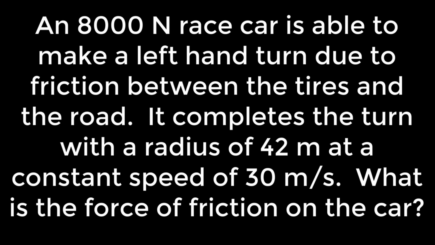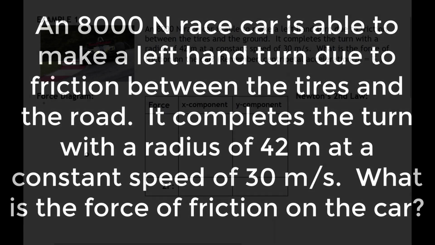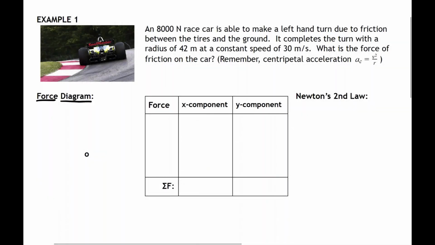An 8,000 Newton race car is able to make a left-hand turn due to friction between the tires and the road. It completes the turn with a radius of 42 meters at a constant speed of 30 meters per second. What is the force of friction on the car? Let's start with a force diagram. The problem tells us that the race car has a weight of 8,000 newtons.